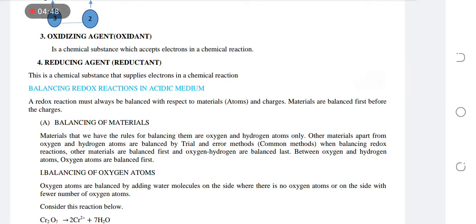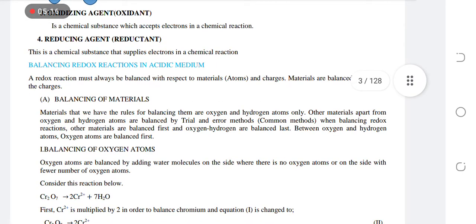While a reducing agent is a reductant. That is a chemical substance that supplies electrons in a chemical reaction. In order for any reaction to occur, there must be an oxidant, something that accepts electrons, and another that supplies electrons, so that the reaction can occur. So reducing agents, or reductants, are chemical substances that supply electrons in a chemical reaction. Now let's go to see balancing redox reaction in acidic media.